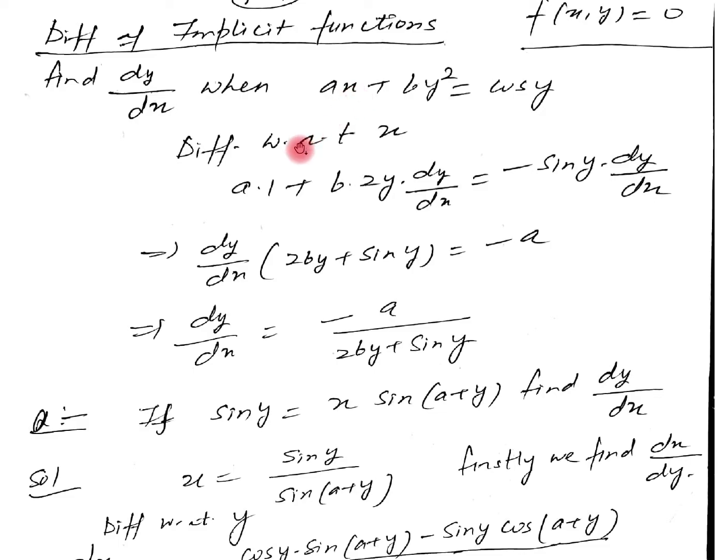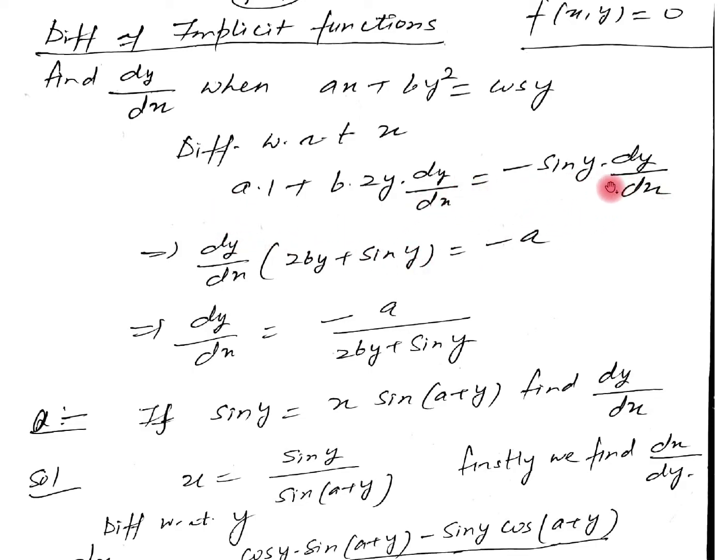Now differentiation of ax: a as it is, the derivative of x is 1, plus b as it is, the derivative of y square is 2y into dy by dx, because we are differentiating y with respect to x. So we must put here the differential coefficient dy by dx. Equal to, again the derivative of cos y is minus sin y into dy by dx, because we are differentiating y with respect to x. So we must multiply by the differential coefficient dy by dx. Now the differentiation is completed.